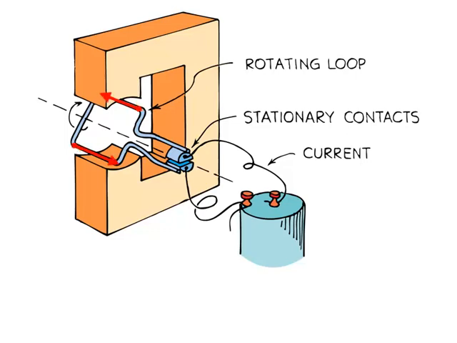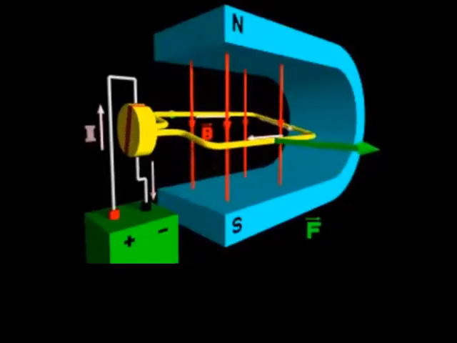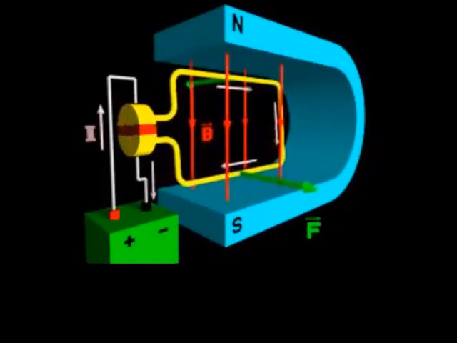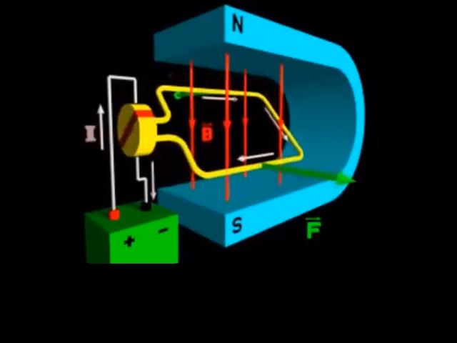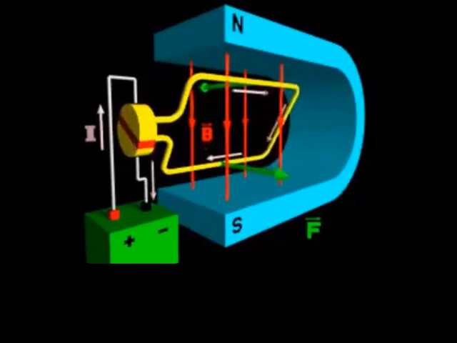The current is reversed during each half revolution by means of stationary contacts on the shaft. The current in the loop alternates so that the forces in the upper and lower regions do not change directions as the loop rotates. The rotation is continuous as long as current is supplied.